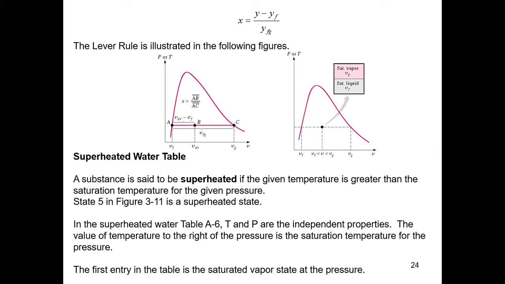A substance is said to be superheated if the given temperature is greater than the saturation temperature for the given pressure. State 5 in figure 3.11 is a superheated state. In the superheated water table A-6, temperature and pressure are the independent properties. The value of the temperature to the right of the pressure is the saturation temperature for the pressure. For the pressure, the first entry in this table is the saturated vapor state at the pressure.